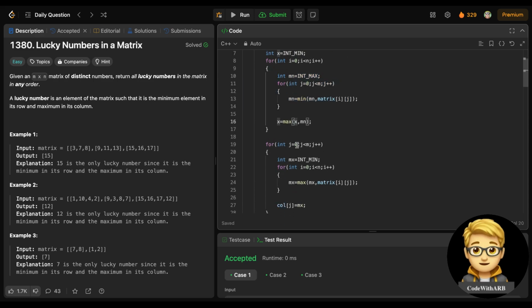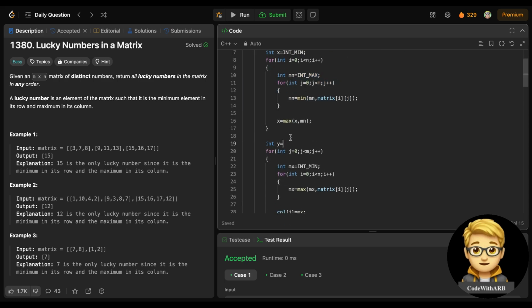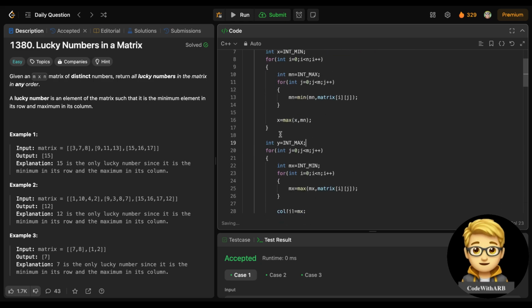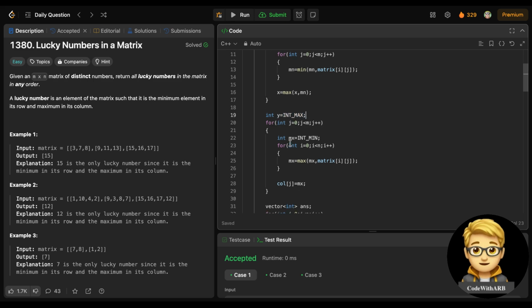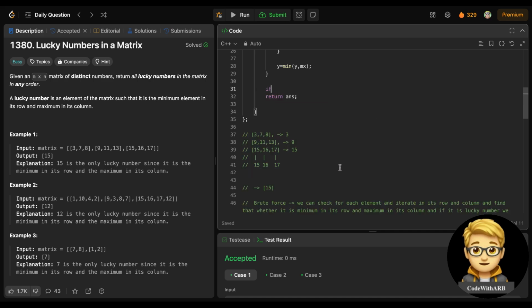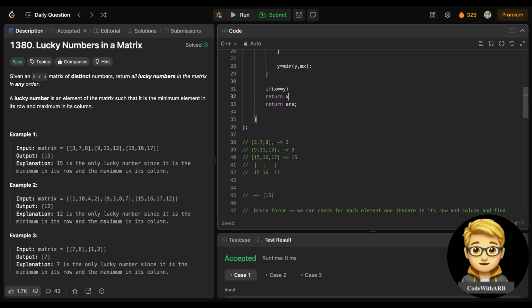The same thing goes for this one, where I will take the max value for each column. After calculating for each column, we take the minimum of them. That's why we initialize with INT_MAX. And after that, instead of checking each and every element, we just check if x equals y. If x is equal to y, it means we got our answer.